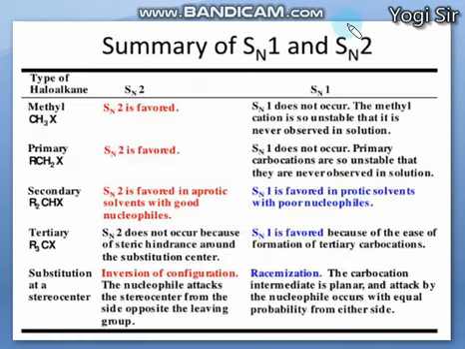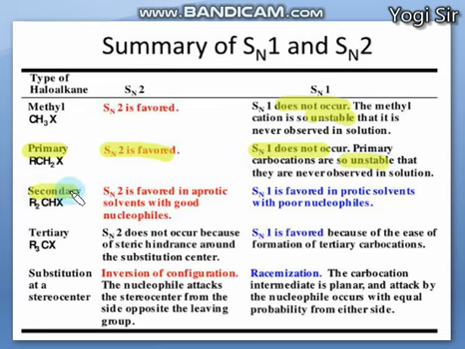Here there is some summary of SN1 and SN2. In the form of differences, you can mention that SN2 is favored for methyl, while SN1 is not favored for methyl because the methyl cation is unstable, which we have seen just now. In the same way for primary, SN2 is favored, right? While SN1 does not occur because primary carbocations are unstable, right?